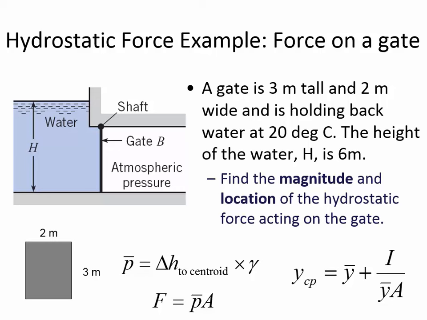Here, H is 6 meters, and the gate is 3 meters tall, and then 2 meters into the page. The width parameter is 2 meters. It's the same 20 degrees Celsius water, so you'll use a unit weight of 9790. But here are the formulas. You can go through the same steps that were outlined on the previous example, but let me bring up the lights and you can start working with your classmates on this one to find the magnitude and location of the hydrostatic force.